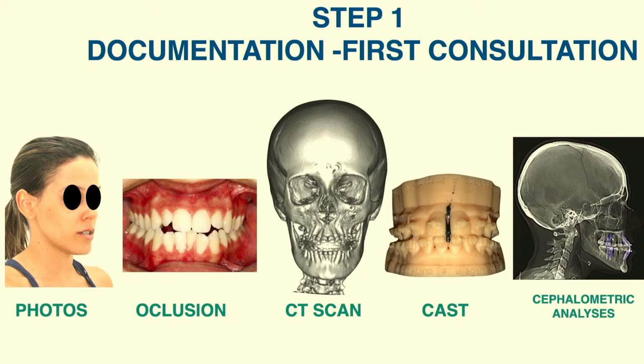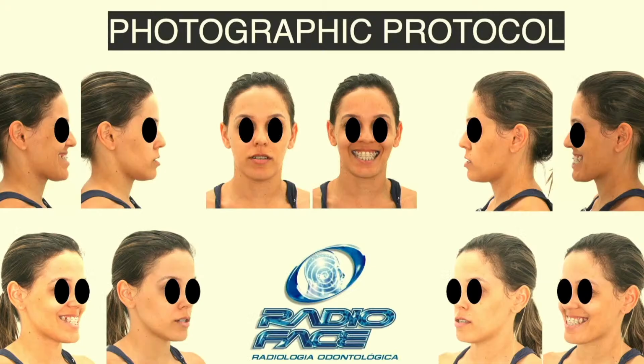So I need photos from my patient. I need to evaluate the occlusion in the first consultation. I need to see the CT scan, the casts, and the cephalometric analysis. All these points I use in my first consultation with my patient. So when the patient asks for a first consultation in my office, I already have all these, and I look at the patient from the first time, taking all this evaluation with the skeletal deformity.